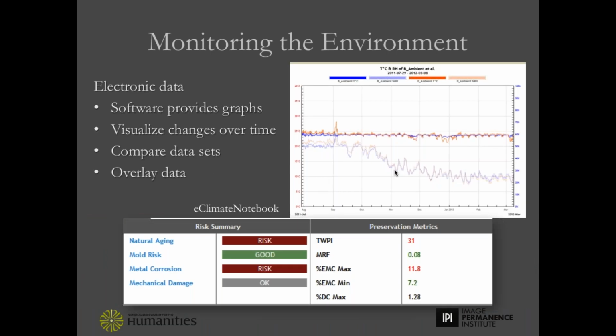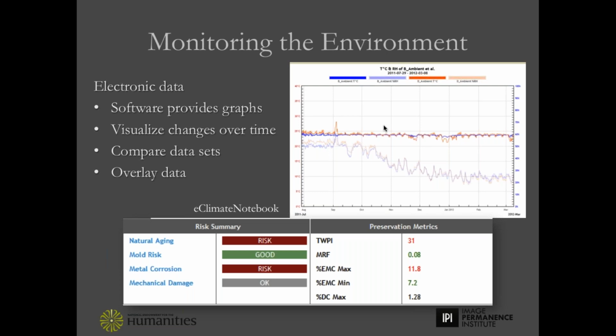And finally, what do you do with all of this data? There's several software programs in the market into which you can download the data. This allows you to see how your environment is performing over time and to know if you're staying within these safe zone parameters for temperature and relative humidity, or if there's something wrong with your HVAC system. We like the ones that allow you to compare data and to resize the graphs. The data that's imaged here comes out of our eClimate Notebook software.